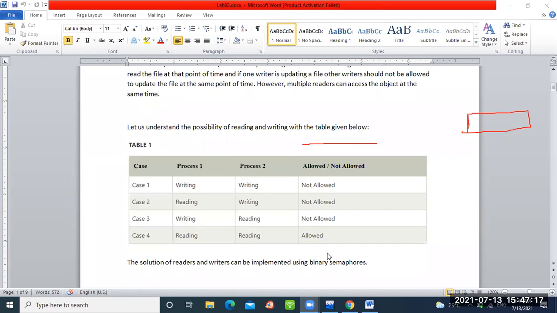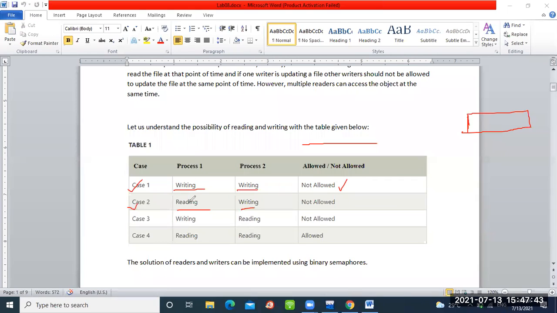Okay. So we have to discuss four conditions here. Case number one, where we will allow both processes, one is writing, process two is writing. So should we allow or not allow? It should not be allowed. That is why it is written here: not allowed. Then we will discuss case number two, which is reading, writing.